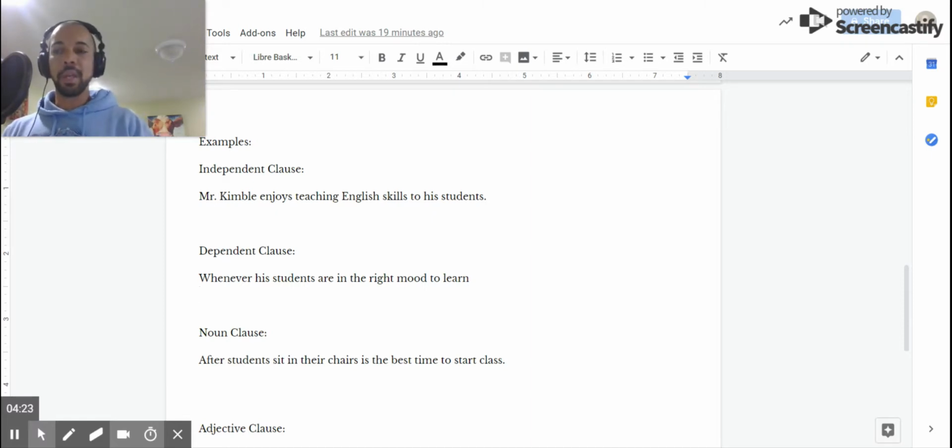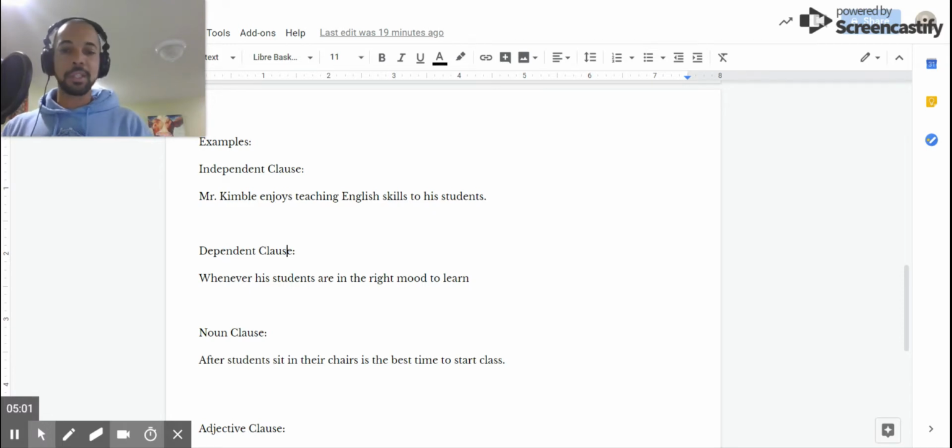Dependent clause, it's going to have the same components. Whenever his students are in the right mood to learn, same components, meaning it's going to have a verb, it's going to have a subject, but whenever you put it all together, it just doesn't sound right. So let me say it correctly, as if it were written in a sentence, or if someone were to say it out loud, they would sound like this. Whenever his students are in the right mood to learn, and then hopefully your head turned just a little bit because you're waiting for more information. It didn't sound like it was finished. Let me say it one more time. Whenever his students are in the right mood to learn.